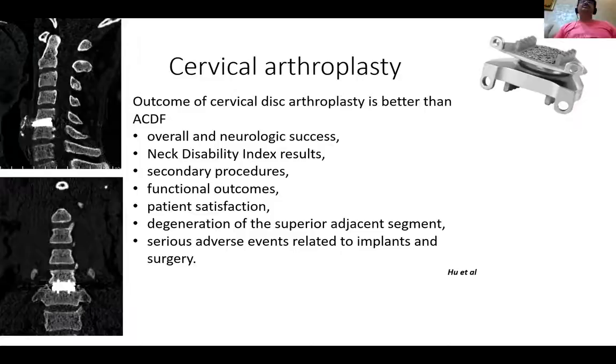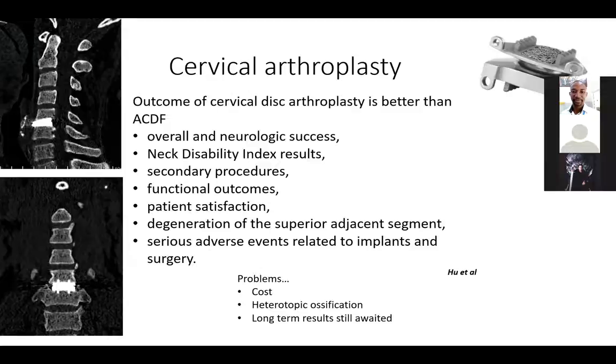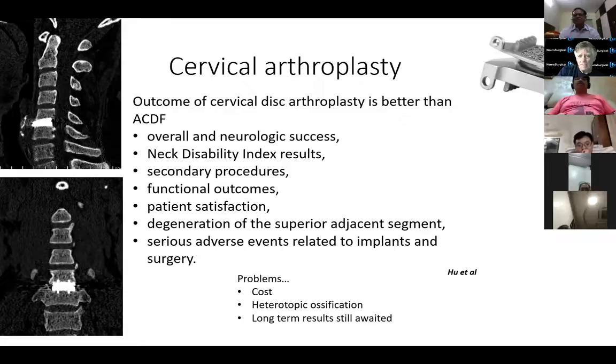But do studies support that there is less disc disease in the adjacent segment? The answer is really not very robust. There are some studies, but many are company driven, so we have to take these studies with a pinch of salt. One cannot just argue that artificial cervical disc replacement is going to replace anterior cervical discectomy and reduce adjacent segment degeneration. And you have the cost involved, the heterotopic ossifications, and we still do not have long-term results.